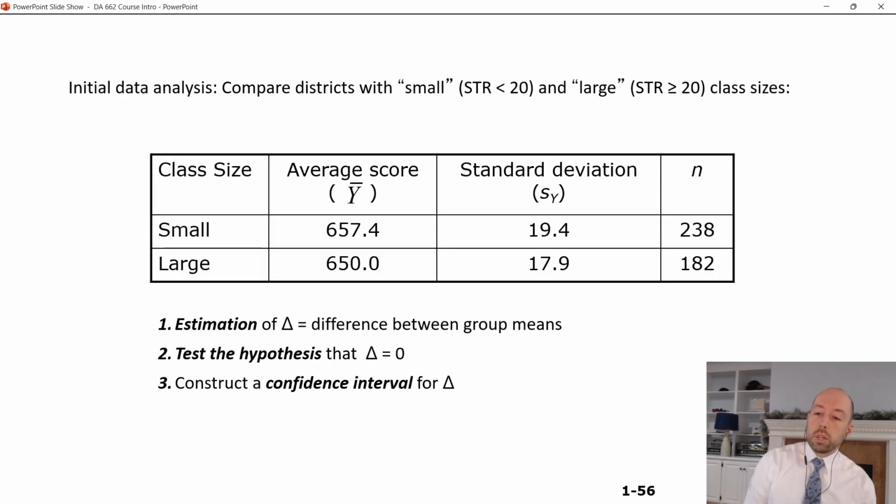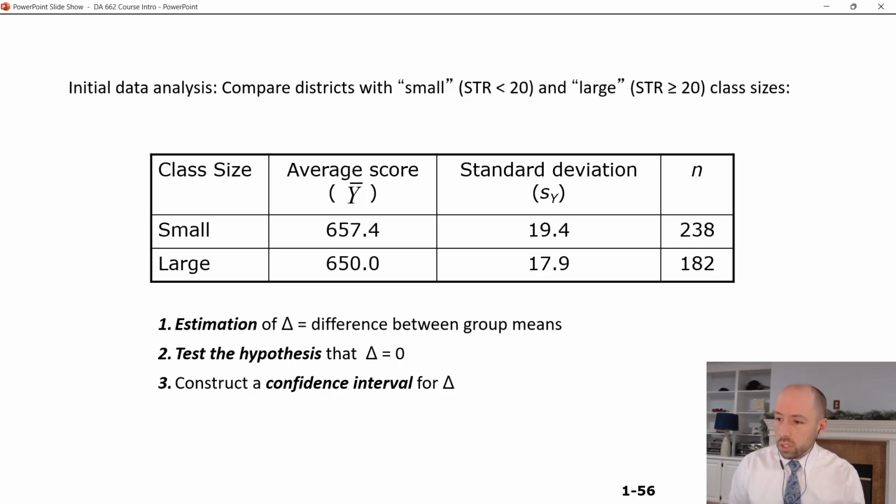Break them into two groups and I'll see that the average test score in the small class sizes is 657.4 and the average test score in the large class sizes is 650.0. So far, this is entirely consistent with my prior belief that the smaller classes are going to do a little bit better. Okay, but how big is the difference?